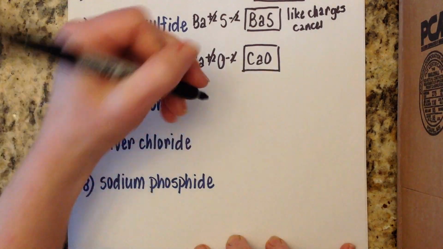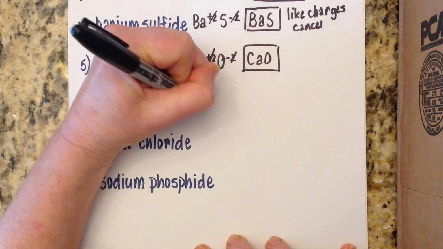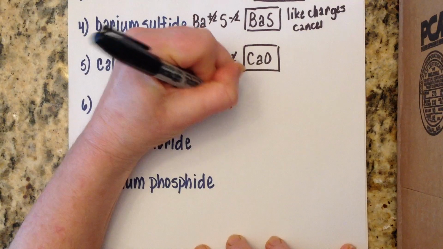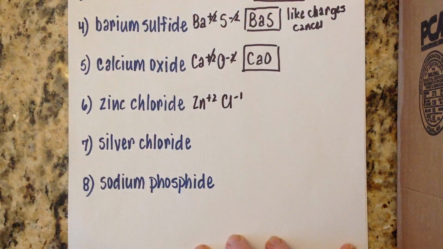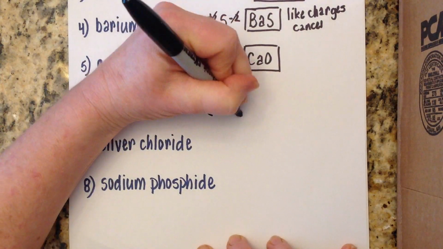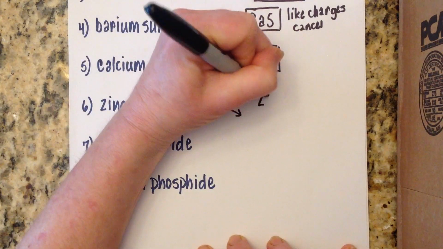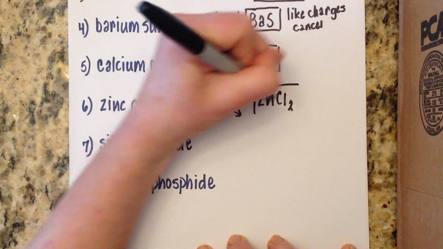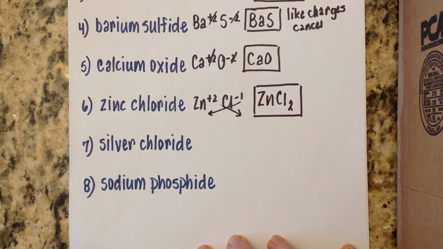So zinc chloride is Zn +2. Chloride is Cl -1. I feel like all of you know where to get those charges now from the periodic table, so I'm not going to keep putting that up there. The 1 comes down, the 2 comes down, ZnCl2. Remember, ones are understood.